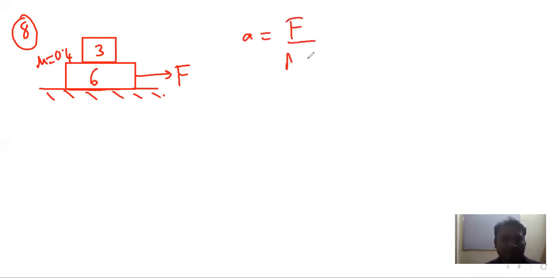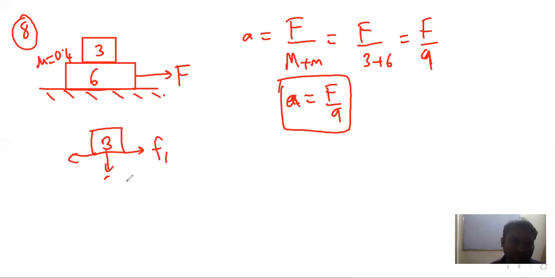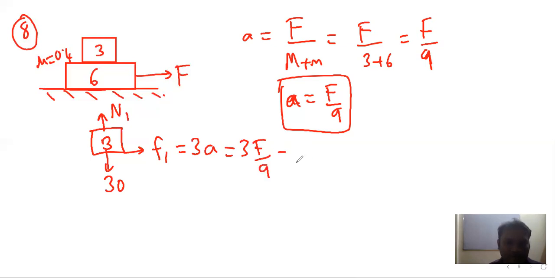Common acceleration is total force upon total mass, that is capital F upon 3 plus 6, which is F upon 9. So the acceleration is the applied force upon 9. Next, let us consider the 3 kg block. We have N1 normal reaction and 3g downward force, which is the weight, which is 30. And we have, in this case, friction, which is in the forward direction. So this F1 is M1 into A, so 3 into F by 9, which is F by 3. So F1 friction is F by 3.